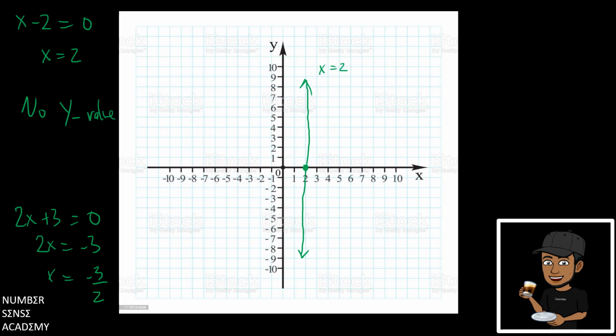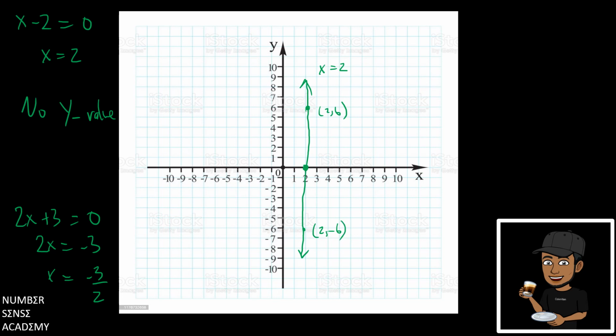Okay, so when I was saying there were no y values, it's not that there are no y values. We can find points on this line where x is equal to 2. Like this is a point on this line, 2 and 6, and then this is another point, 2 and negative 6. But everything is going to be x is equal to 2, always.